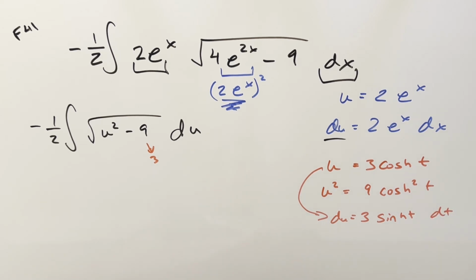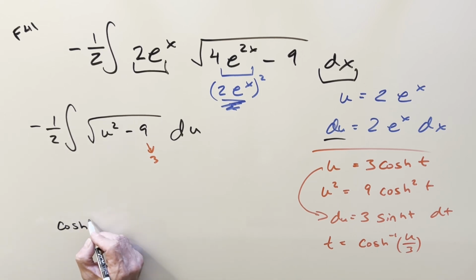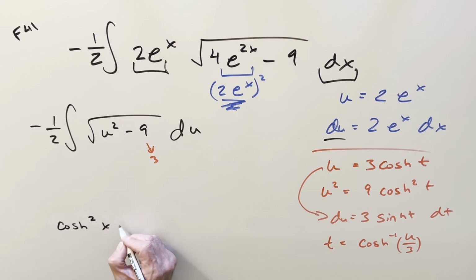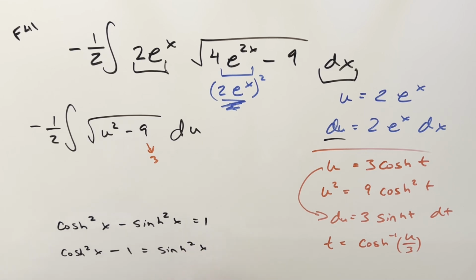We'll do a little more to set this up. What we can do is solve for t: divide off 3, invert it, and we have t equals inverse cosh of u divided by 3. And then another thing that's going to be useful is the identity that we have for the hyperbolic cosine and sine. If we have cosh squared minus sinh squared, this is just equal to 1. Rearranging this, we have cosh squared x minus 1 equals sinh squared of x.